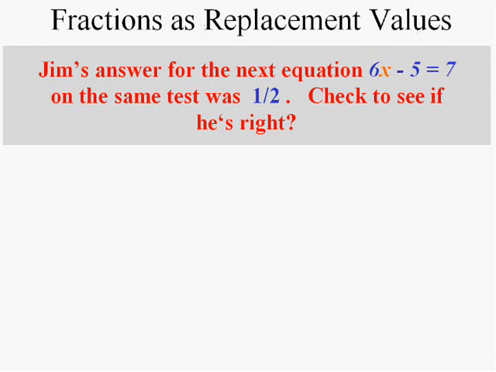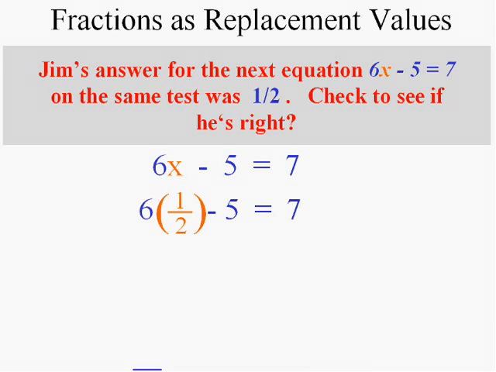Let's look at another example of this. Suppose for the equation 6x minus 5 equals 7, Jim got the answer of 1/2, and he wanted to see if that was right. Well, same thing. We'll erase the x and put in 1/2. Don't forget that 6 is 6/1. And we'll multiply, but cancel first. 6 and 2 both are divisible by 2. So I'm thinking 3 goes there.